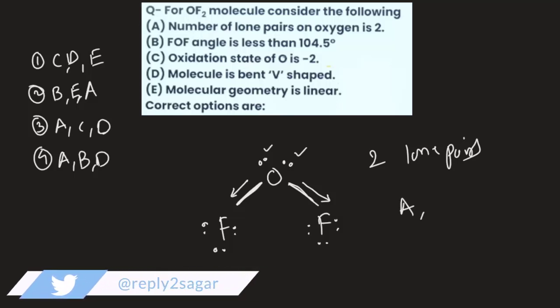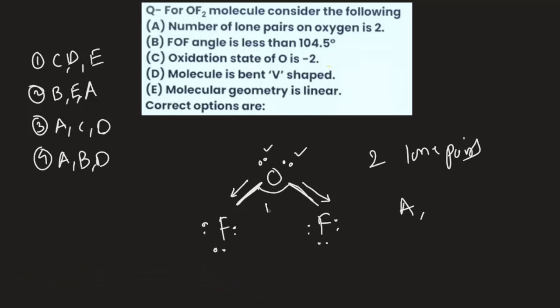Next one is FOF angle is less than 104.5 degree. So this angle is less than 104.5 degree. So that one is also correct, B. And the reason why this is less than 104.5 degrees is because there are lone pairs on the oxygen, and also on the fluorine as well there are these lone pairs, 3 lone pairs, and that's why these bonds are pushed further, and that's the reason this angle is less than 104.5 degree.